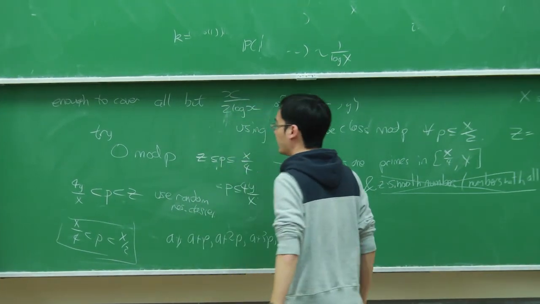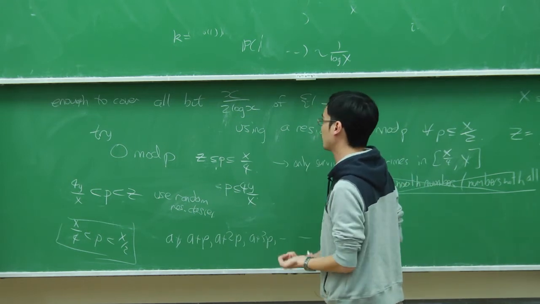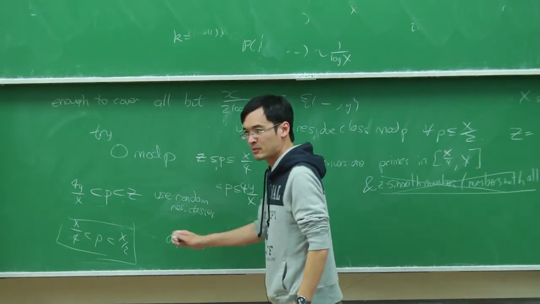And you get to pick this A. And basically, you want to pick residue classes that are efficient, that cover a lot of ducks. Okay? So you want to find progressions which capture a lot of primes.